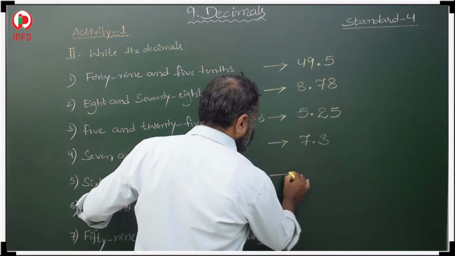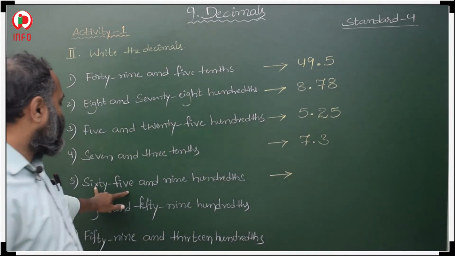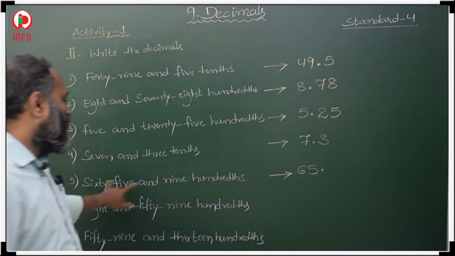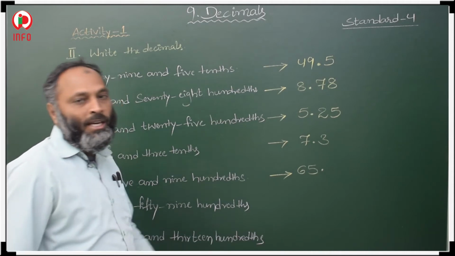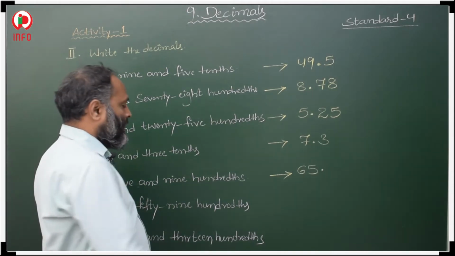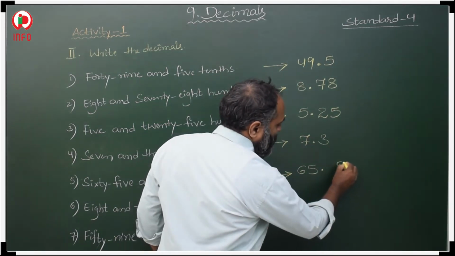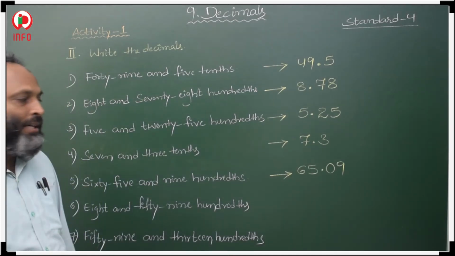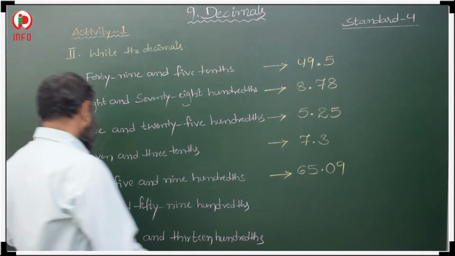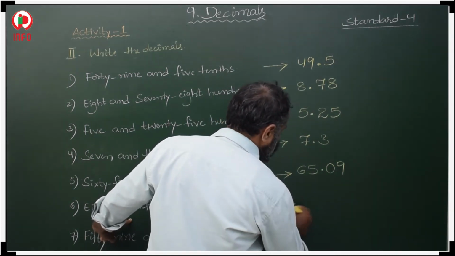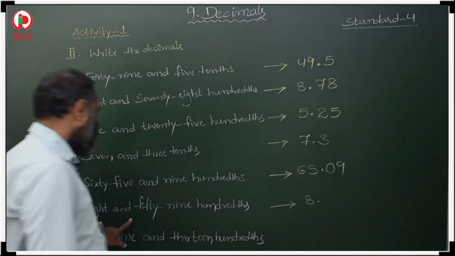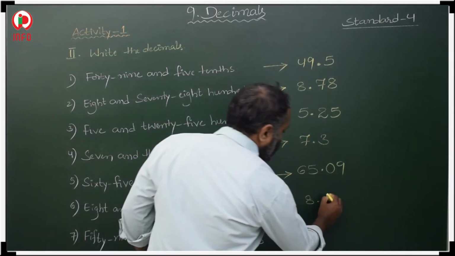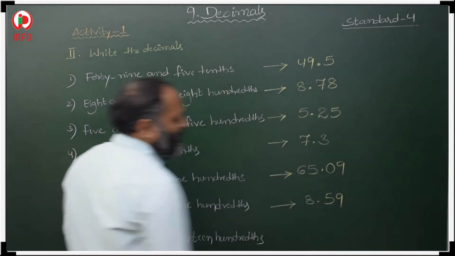Now the next one, 65 and, "and" means decimal, 9 hundredths. 9 is a single digit, so we write 9 in the hundredths place, and in the tenths place 0 is there. Now 8 and 59 hundredths, which means 2 places.